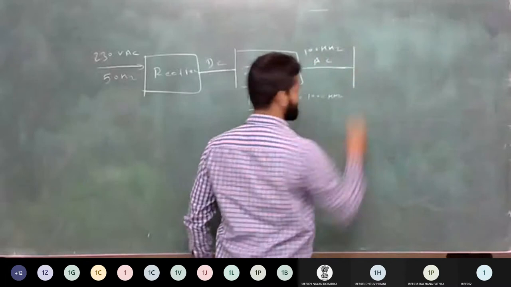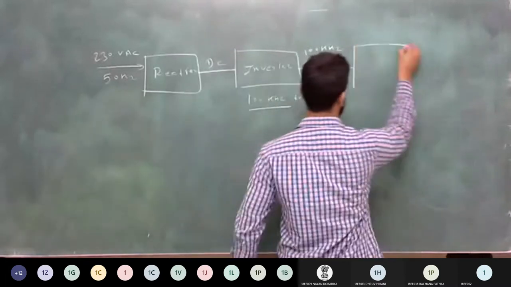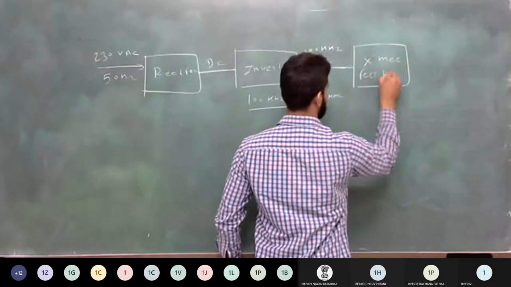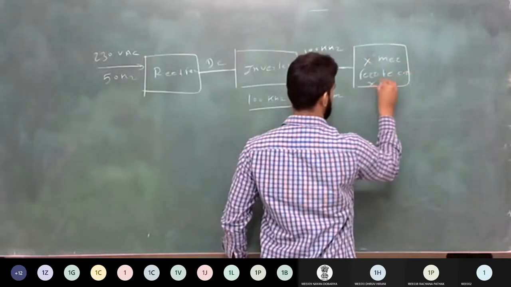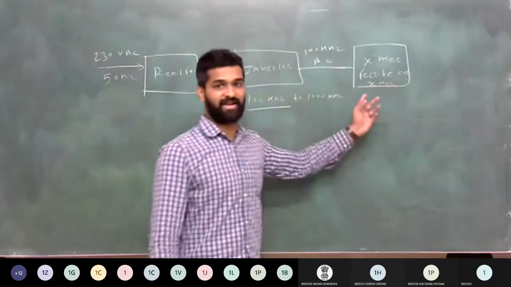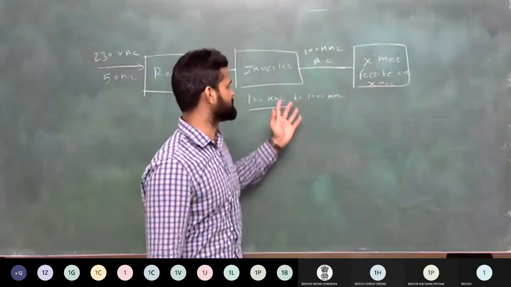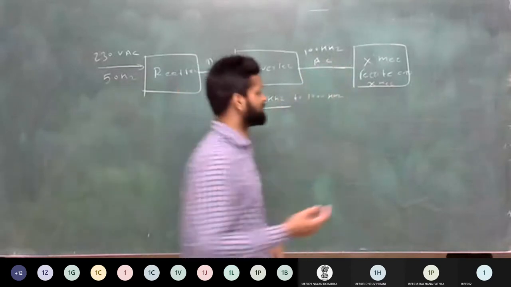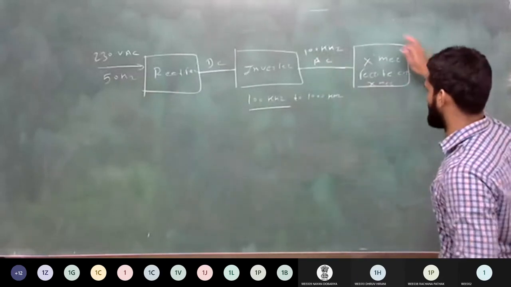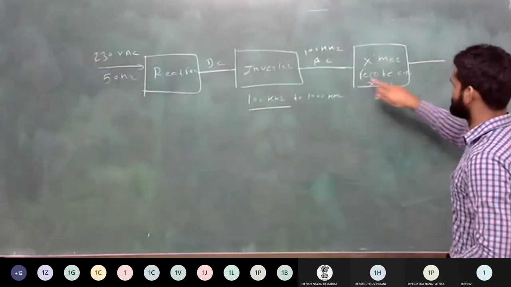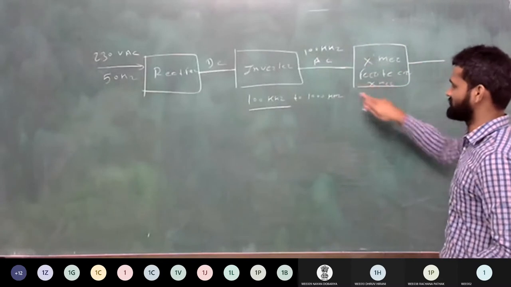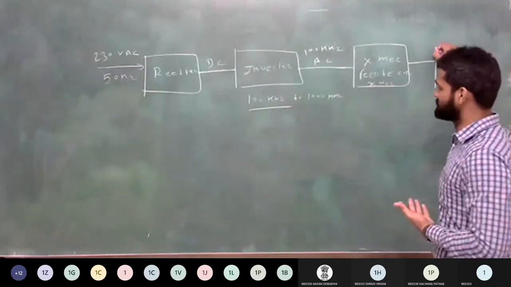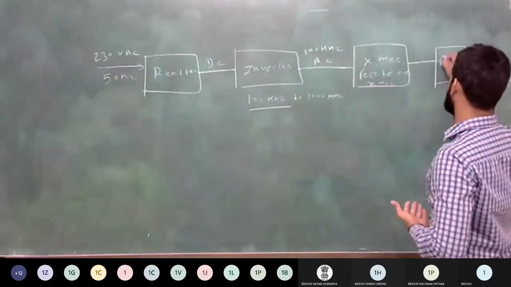And then this high frequency AC is applied to the transformer. This is a special type of transformer which we call a ferrite core transformer. The size of the ferrite core transformer decreases as the frequency of the AC supply becomes large. Clear? This is the property of the material. So here you can see that the overall size of the transformer is less, and this high frequency AC is again converted into DC by using the rectifier again.